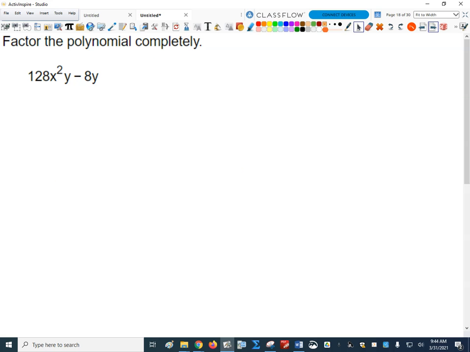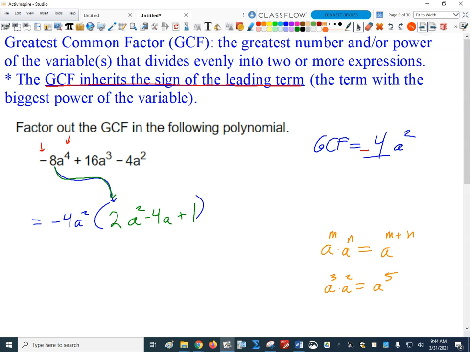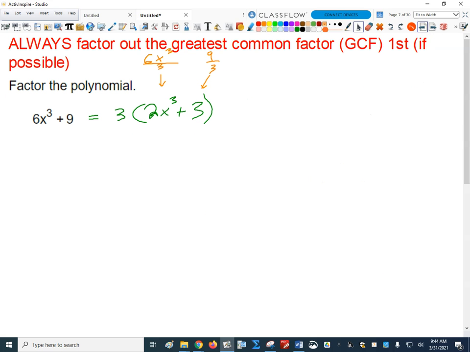Say it again. No, an 8 isn't either, right? But what do we always want to try to do first? I'm going to go back a little bit here. Always factor out the greatest common factor first, if possible, every time. We can't forget to do that. I know we're focused on something different now. We're focused on the difference of squares pattern. But our first step, when we're factoring, is always to see if we can undistribute something.